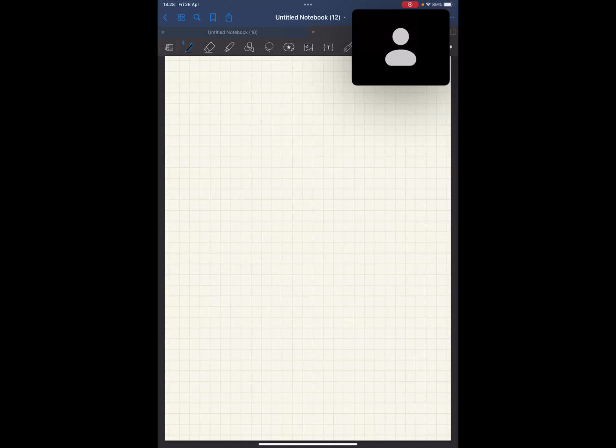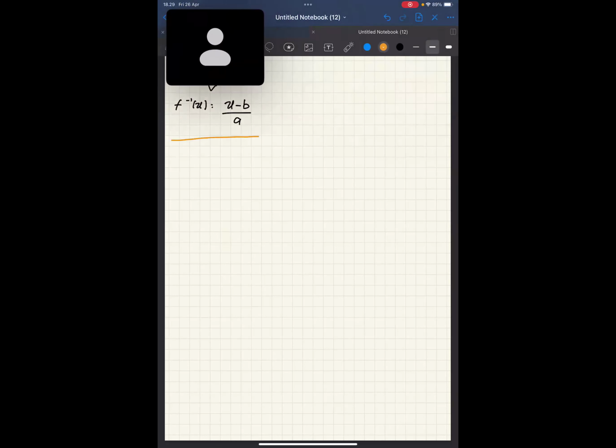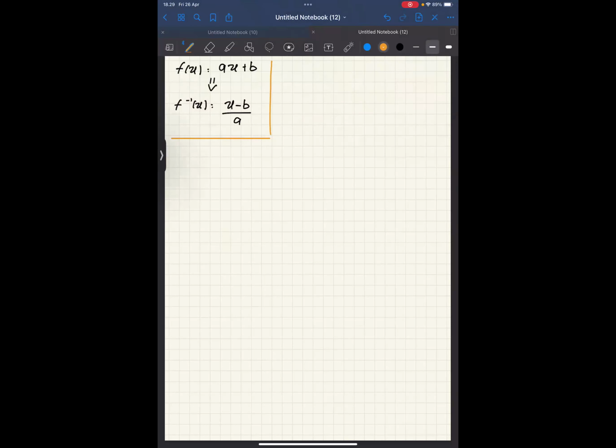Now we're gonna continue to the inverse of the functions. If you have a function f(x) equals ax plus b, if you inverse this function, you're gonna get x minus b over a. And if you have the function f(x) equals ax plus b over c, the inverse of this function is cx minus b over a.